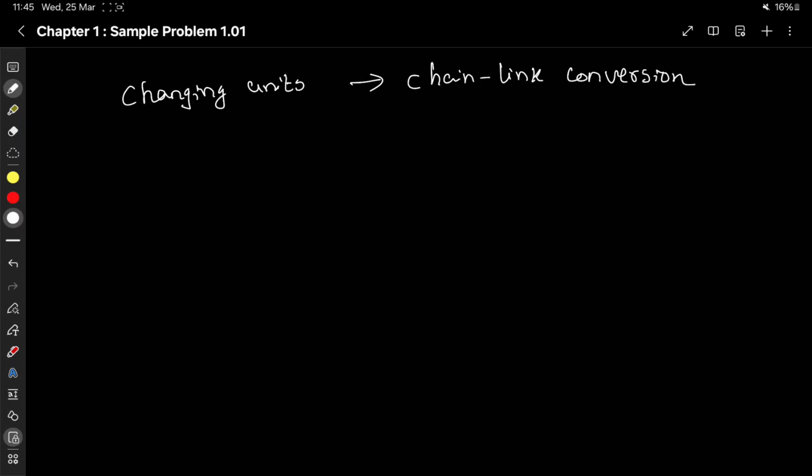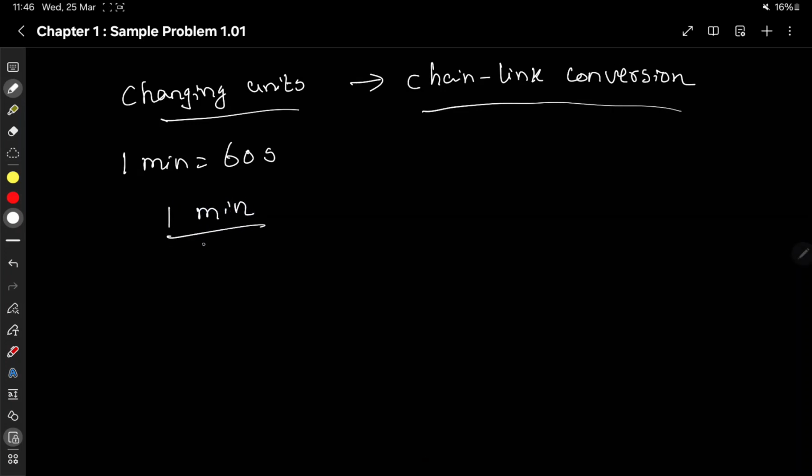Okay. The next thing I want to remind you of is how to change units, and we will use a method called the chain link conversion method. So how will we use that method? I know that 1 minute is equal to 60 seconds, right? I can write the same thing as 1 minute by 60 seconds is equal to 1. Here it is in the numerator, when it goes to the opposite side of the equal to sign, it goes to the denominator. Or else you can think that we are dividing both sides by 60 seconds, so that the RHS will cancel each other and you will get 1.